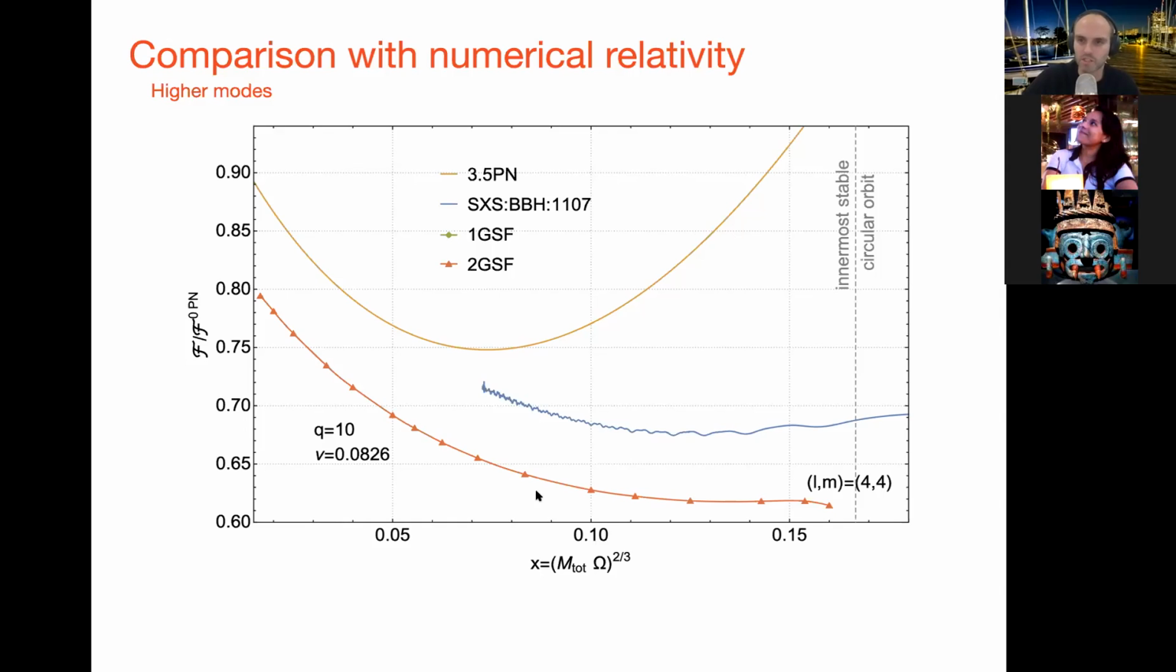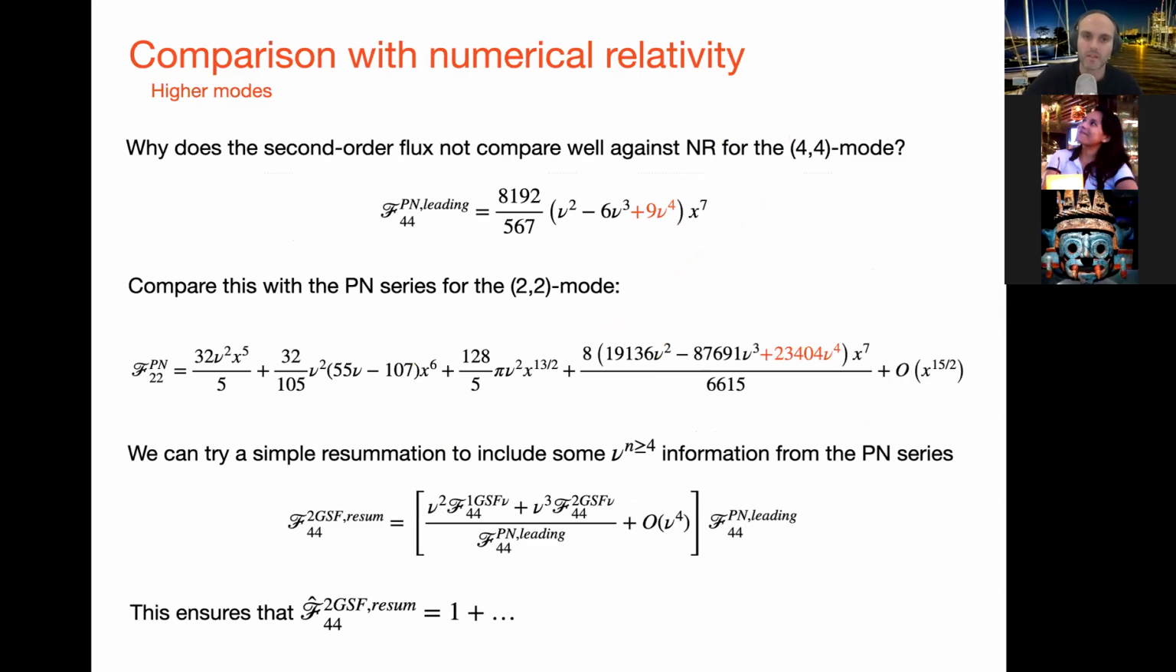So can we understand, first of all, why this agreement is not so good, and maybe correct it in some way? Why does this second order flux not compare very well against numerical relativity for the 4-4 mode? If you look at the leading post-Newtonian term for the 4-4 mode, it contains a first order correction from nu squared, a second order correction nu cubed, but also a third order correction that we don't have access to from our perturbative calculation. Compare this with the PN series for the 2-2 mode. Here in the 2-2 mode, only once you get to the term of order x to the 7th, quite deep into the series, do you see the first term that appears which has a nu to the 4th, the third order in the mass ratio term.